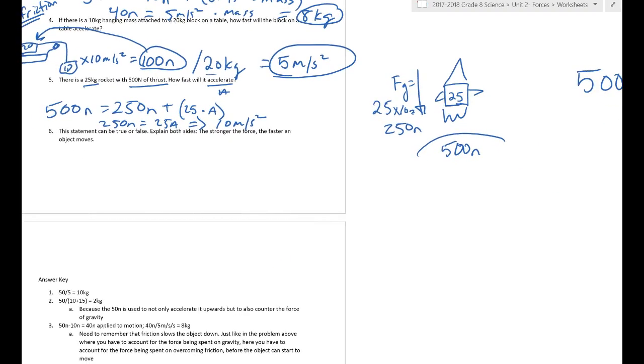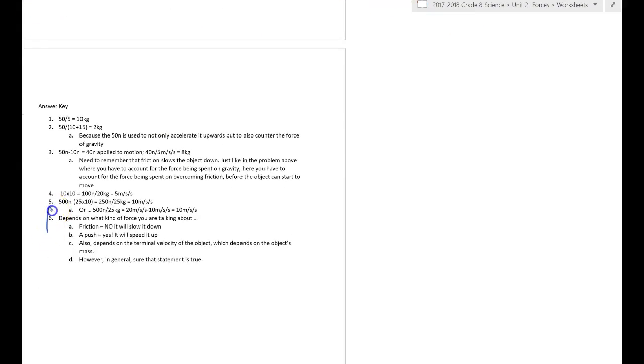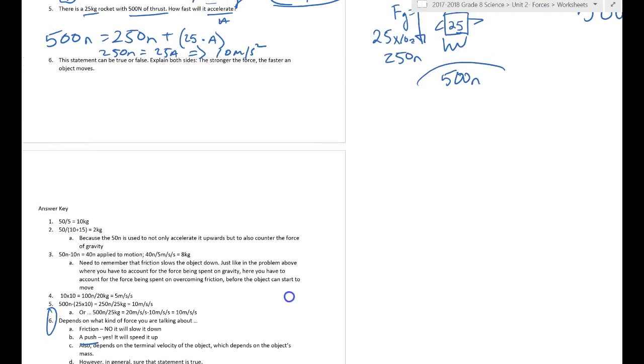Number 6, the statement can be true or false. Explain both sides. The stronger the force, the faster an object moves. I'm just going to refer down to the answer key down here. That is true if we're thinking about it from the standpoint of a push. If I push an object and I push it harder, it will go faster. Right? If I take a baseball and I throw it kind of hard and then I throw it really hard, we expect the baseball to go faster when it's thrown really hard.